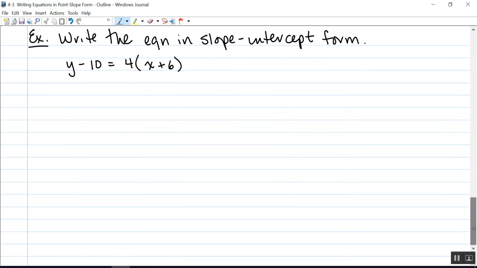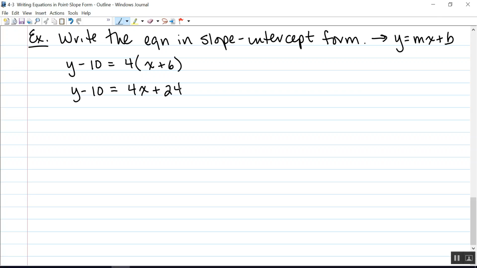And my last example here says write the equation in slope-intercept form. So recall slope-intercept form is y equals mx plus b. So this is in point-slope form. I need to write it in slope-intercept form. My first step is going to be the same as in the previous example. I'm going to distribute, get rid of the parentheses.